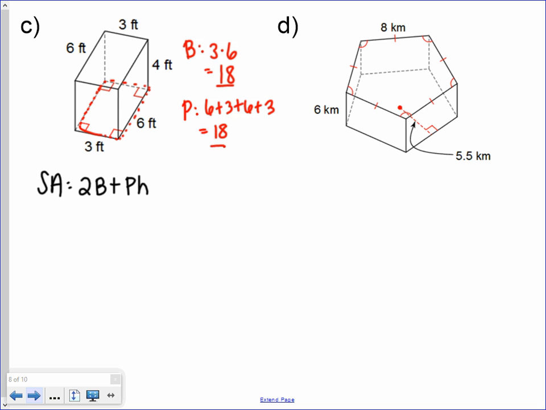And then your height is the distance between the bases. So in this case, it would be the up and down height. And how much is that height? 4. And then plug it all in. If that's 4, then this is 4. 2 times the area of the base is 18, plus the perimeter is 18 of the base, and then 4 is the height of the prism.